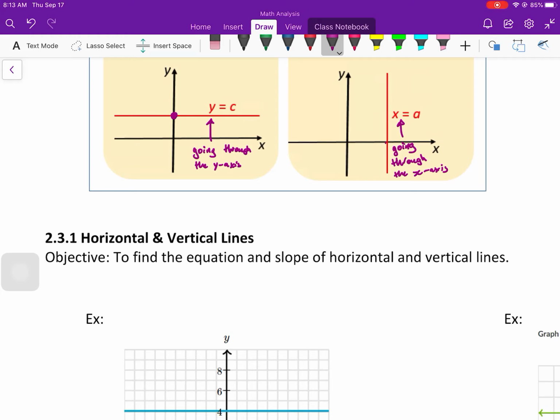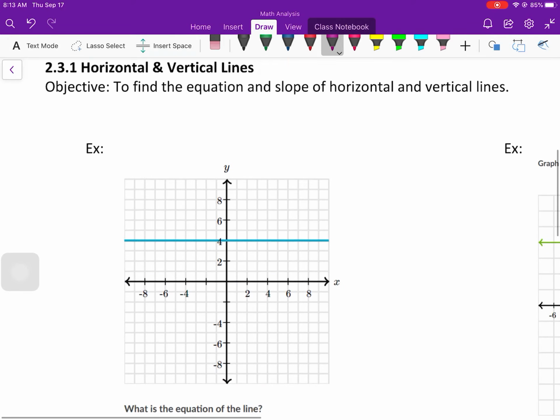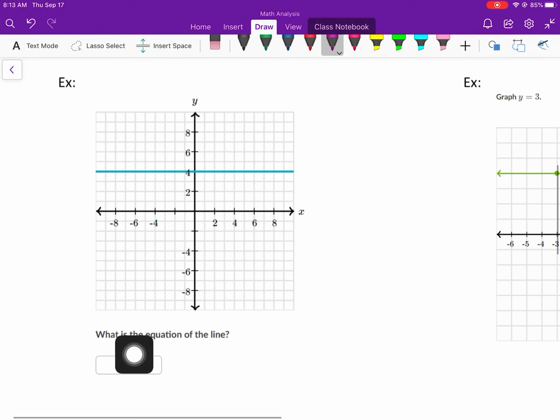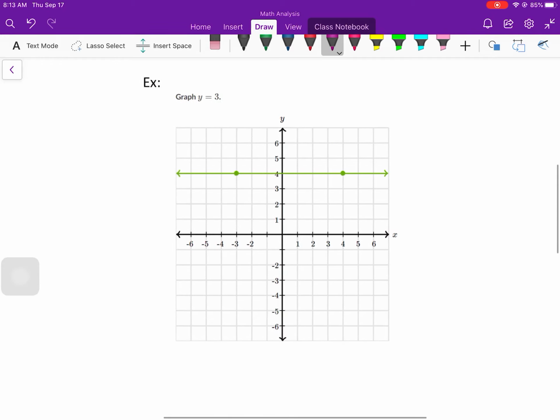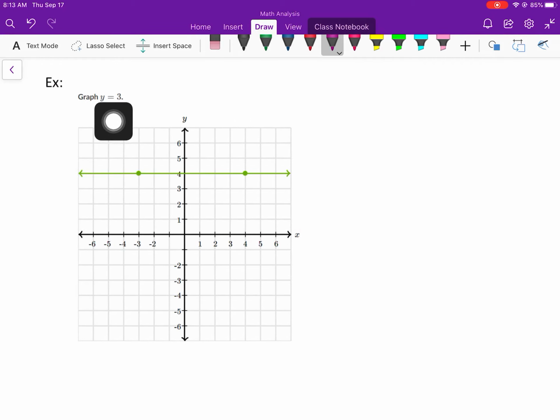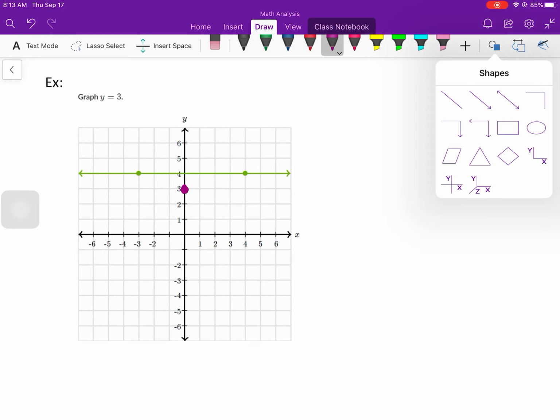Put a nice point on the y-axis and on the x-axis so we can see that. All right, so what is the equation of this line? Now notice it's going through the y-axis. It's a horizontal line, so this would just be y equals, and what is the y value there? 4. So y equals 4, and that one's done. So you can see this is quite a simple assignment. Don't get too confused. Graph the line y equals 3, so that's going to be the horizontal one going through the y-axis. Has 0 slope.